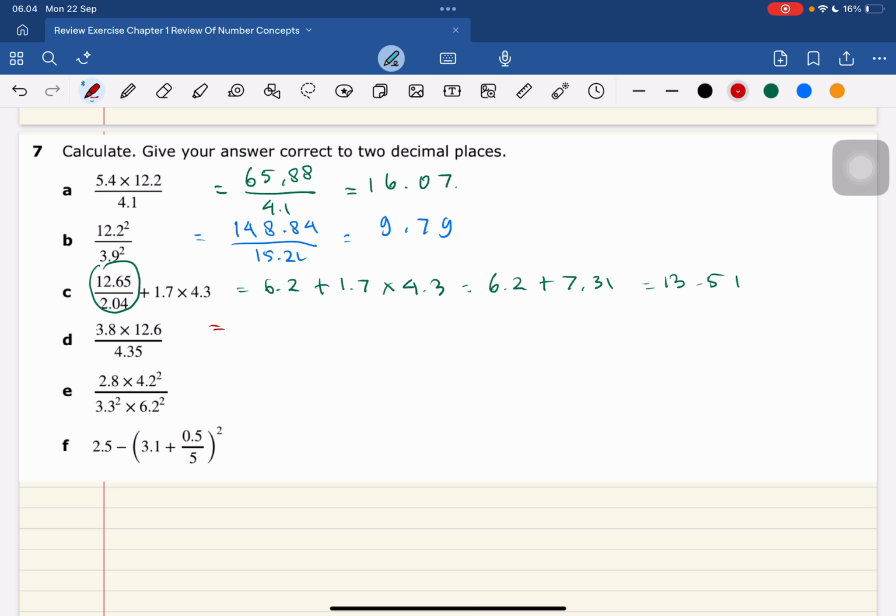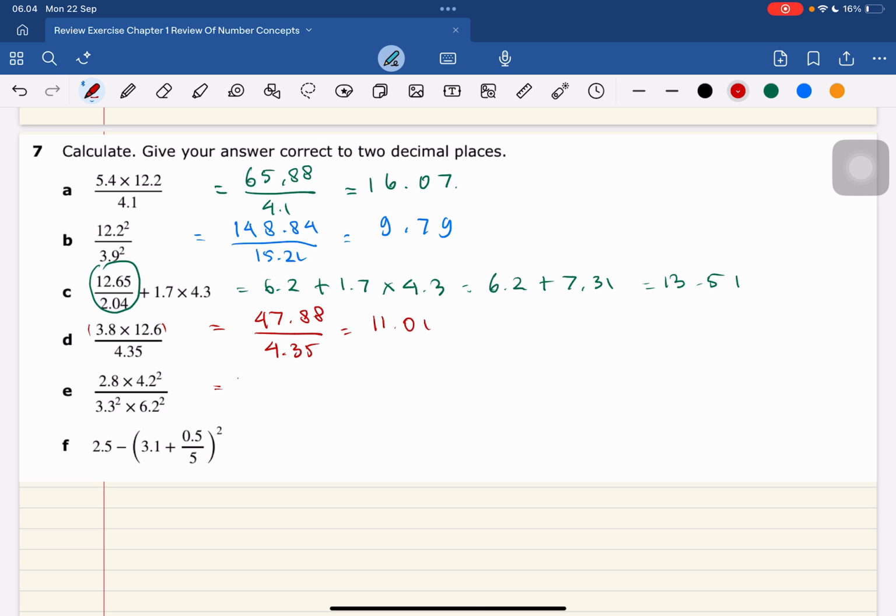Okay, next. Okay, this is an invisible bracket. So let's finish it first. So 3.8 we multiplied by 12.6. So this will give us the answer of 47.88. And we divide by 4.35. So this calculation will give us the answer of 11.01.